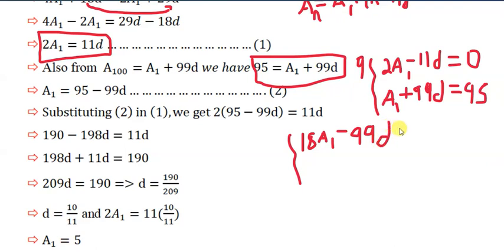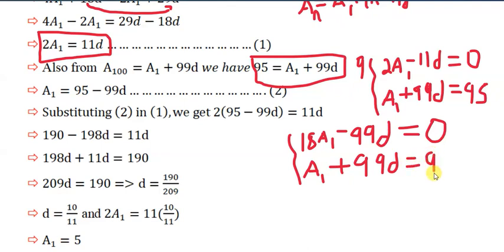And 9 times 0 gives us simply 0. And write again the second equation as it is. Here we have a1 plus 99d is equal to 95. Then add downwards, both sides, because d is going to be eliminated from the system.